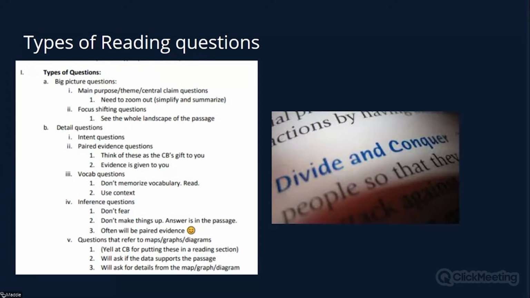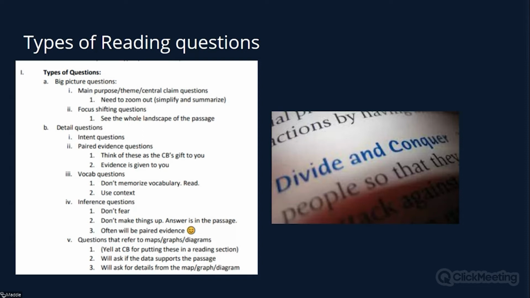The fourth one is inference questions, where they ask you, like, what can you infer from this statement? Or what can you infer from the passage about this thing? So with these, it's really important, even though it's saying to infer, it's not asking you to make anything up. So don't make anything up. That will hurt you. The answer is going to be in the passage somewhere. So there's proof there. You just have to find it. And these ones also will often be paired evidence ones. So that's really awesome, because they're going to give you some help with that.